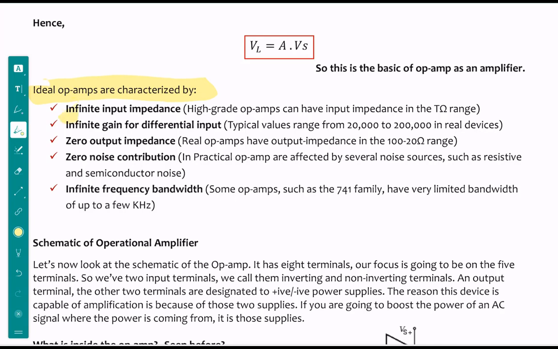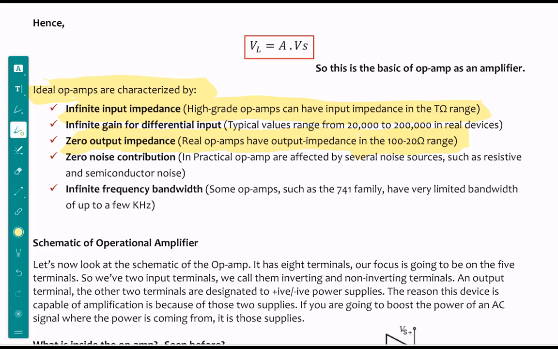Now we do understand we want to keep our input impedance extremely high. Practically it's going to be in tera ohms. Okay, cool. We also want to have zero output impedance. Okay, why? Because we want our load voltage to be equal to gain times input voltage, but practically it's not zero, it's some small number. It's usually like 100 to 200 ohms.